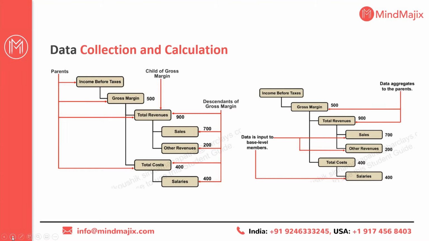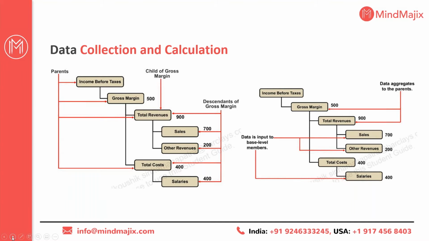I'll show exactly how things happen as part of data collection. So here is a quick overview of the account structure. Say we have an accounting structure like income before taxes. Below that you have gross margin. And below that you have total revenues and total costs. So basically we are trying to calculate the gross margin of a particular company, which will be total revenues minus total costs that you have incurred.